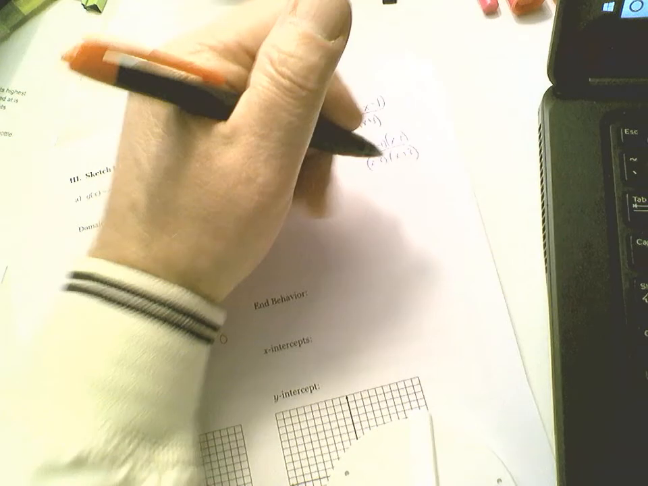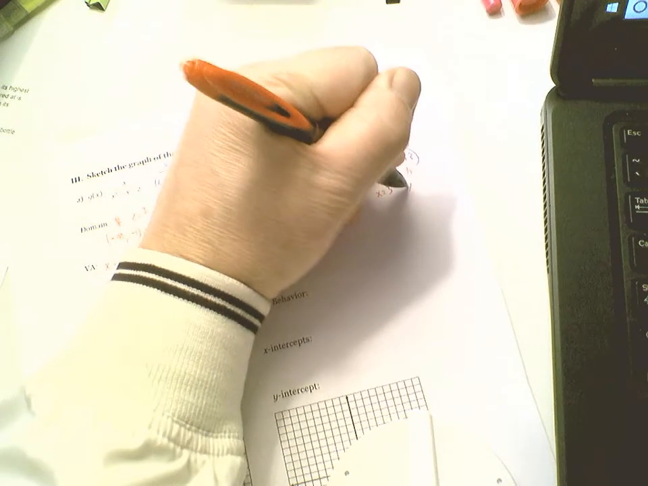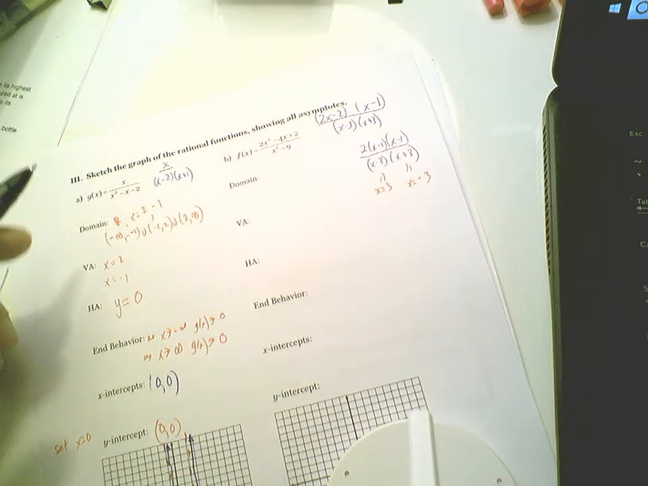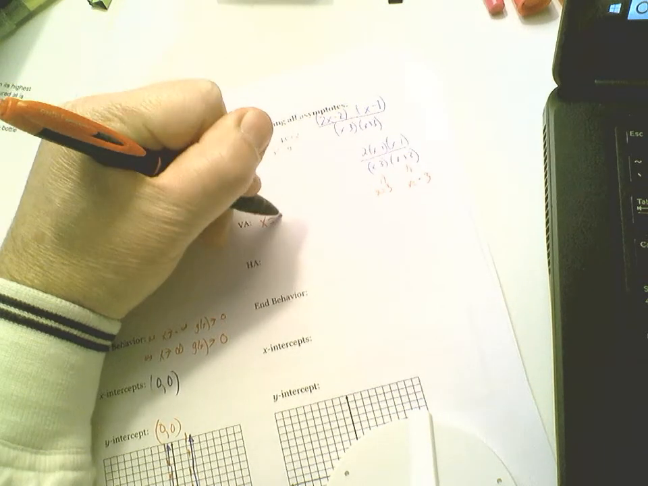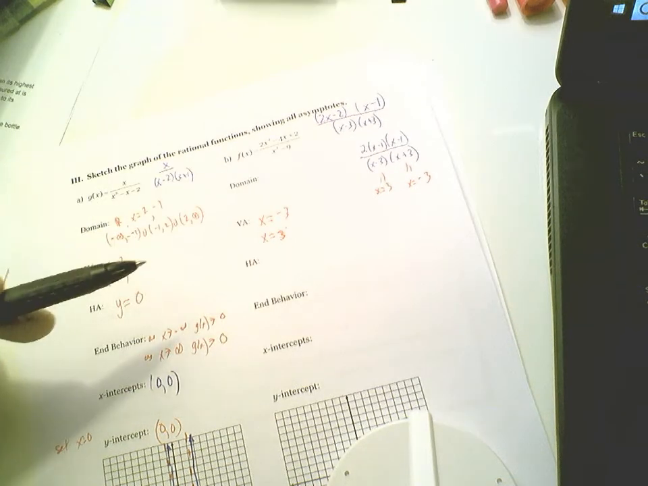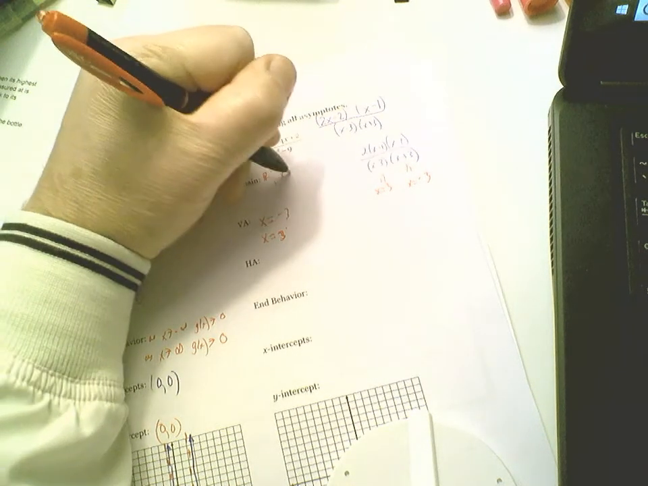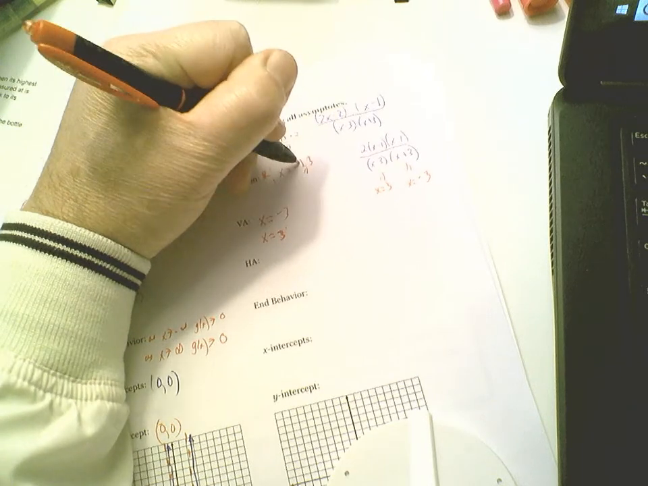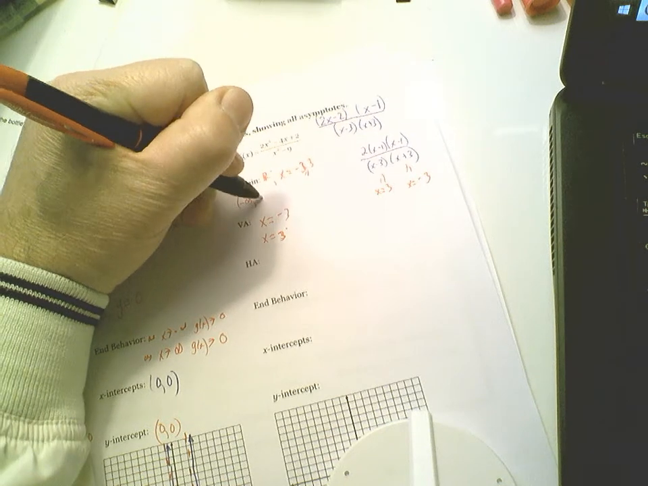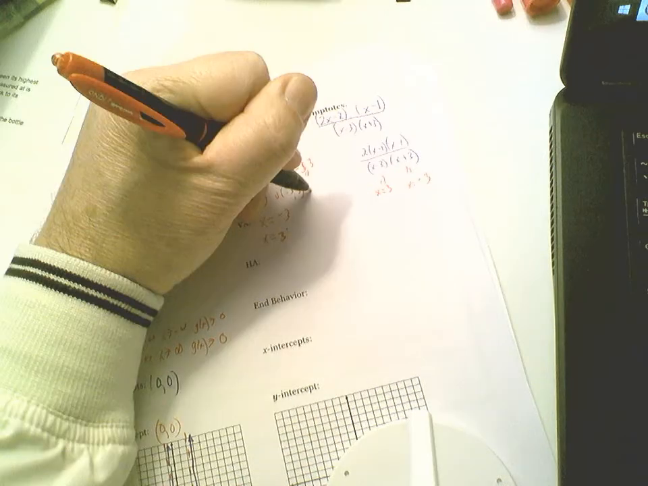Trouble values: x equals 3, x equals negative 3. Neither of those factors cancel each other out. I'm going to have vertical asymptotes at x equals negative 3 and positive 3. By the way, for a domain, all real numbers, x not equal to negative 3, comma 3. Interval notation: negative infinity to negative 3, union, negative 3 to 3, union, 3 to infinity.